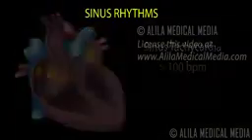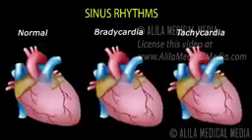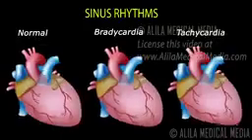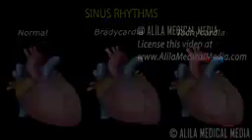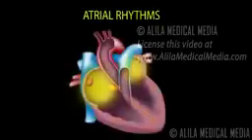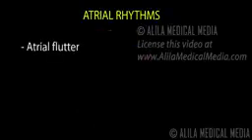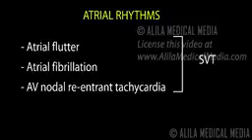Sinus bradycardia and sinus tachycardia may be normal or clinical depending on the underlying cause. For example, sinus bradycardia is considered normal during sleep, and sinus tachycardia may be normal during physical exercises. Cardiac arrhythmias that originate from other parts of the atria are always clinical. The most common include atrial flutter, atrial fibrillation, and AV nodal reentrant tachycardia. These are forms of supraventricular tachycardia, or SVT.